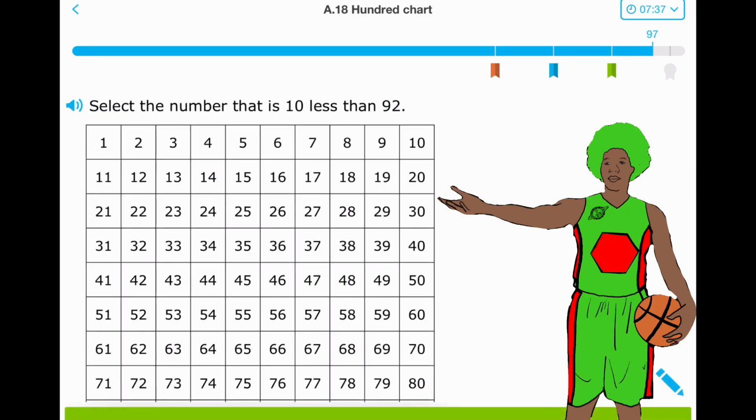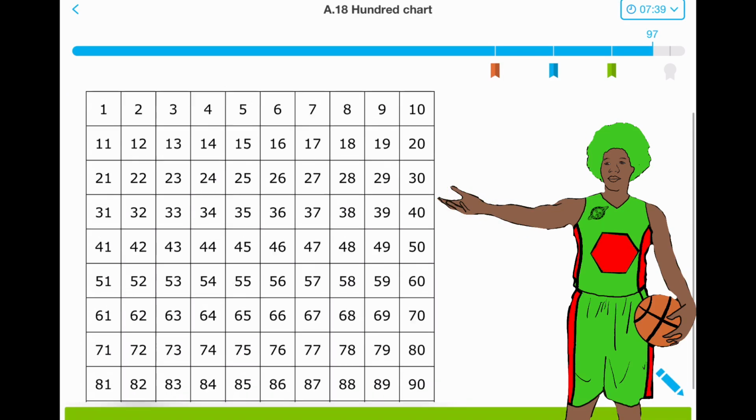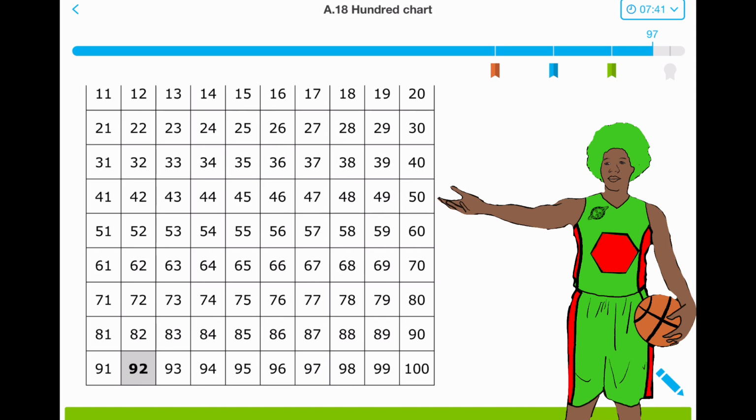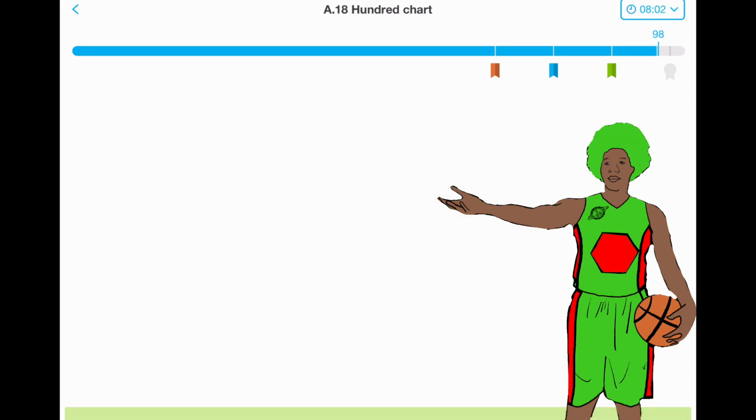Okay. Select the number that is 10 less than 92. So 10 less, should we go up or should we go down? Should we go right or left? We can't go down because there's no number there. We want to go 10 less than 92. Pause the video and give this one a go and try to figure this one out all by yourself. Okay, if you said 82, you are correct.